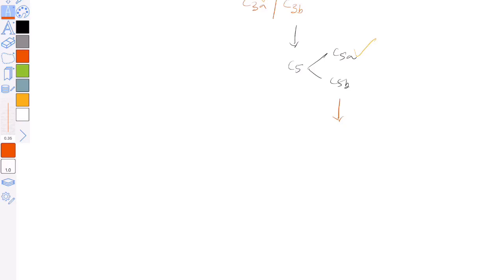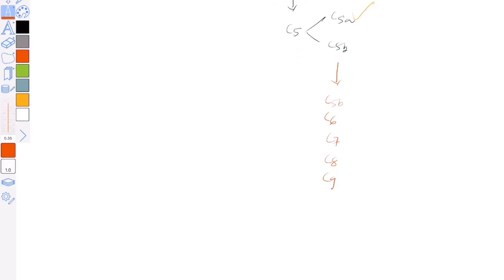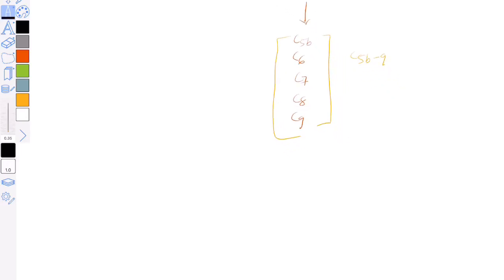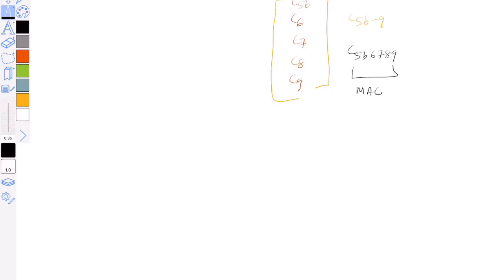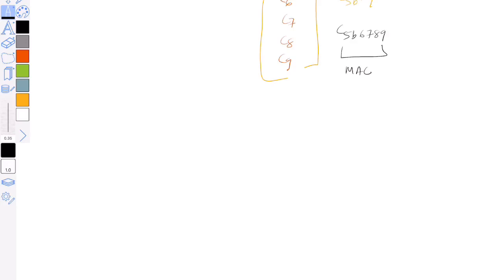So C5 has called everyone. Whoever is involved to help the body, please do come. So the C5 now has called C6, C7, C8 and C9. All these people combine to form a beautiful complex called the C5B9 complex, or you can simply write it as C5B6, 7, 8, 9 complex. This complex is given a beautiful terminology called MAC. MAC is nothing but membrane attack complex.